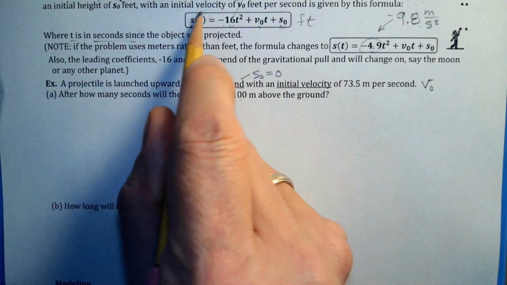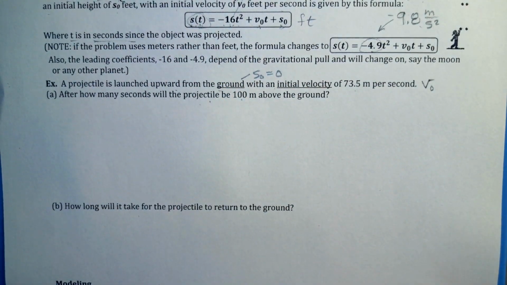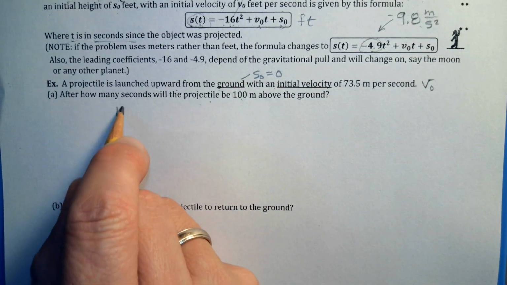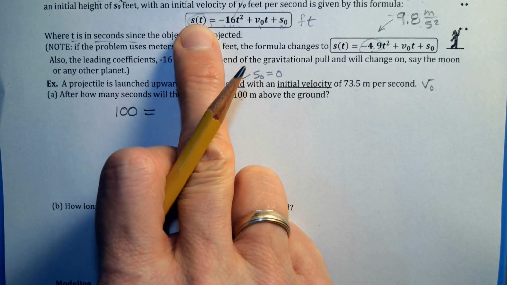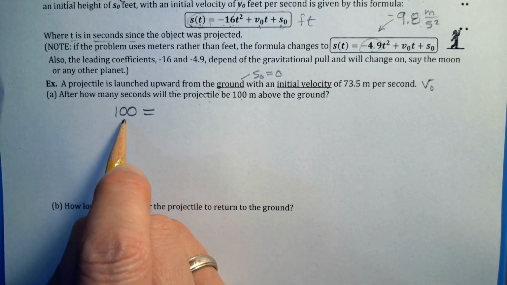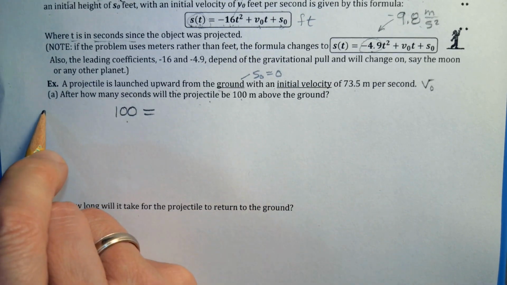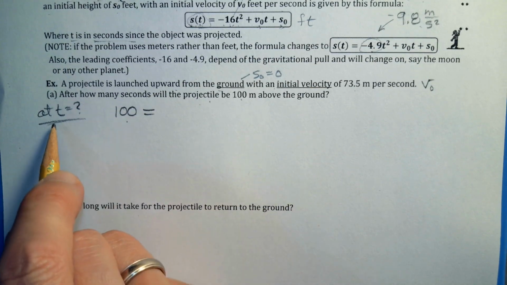All right. So after how many seconds will the projectile be 100 feet above the ground? So that's the height. So that's what we're going to put here. S of t is a function of the height, so we're going to do 100. That's the height at a certain time. We just don't know what that time is, but we know the height at that certain time. So at t equals what? We don't know. That's what we're looking for.